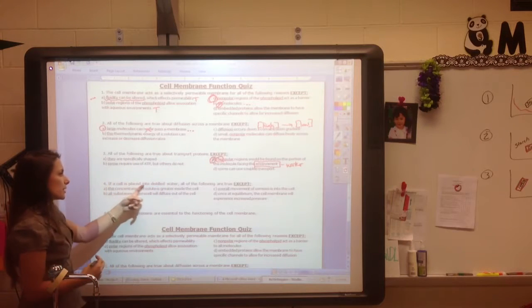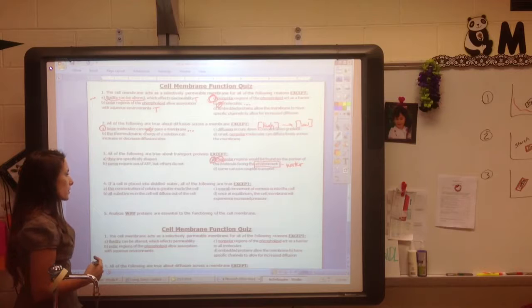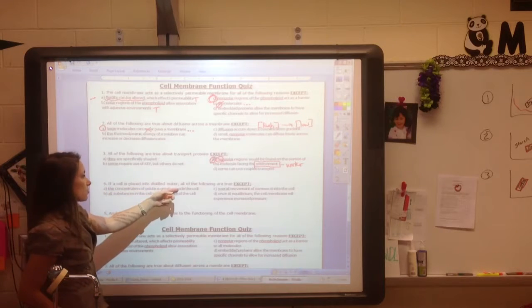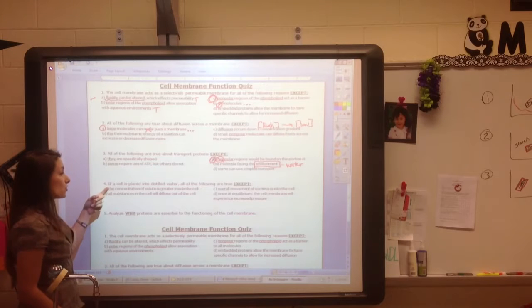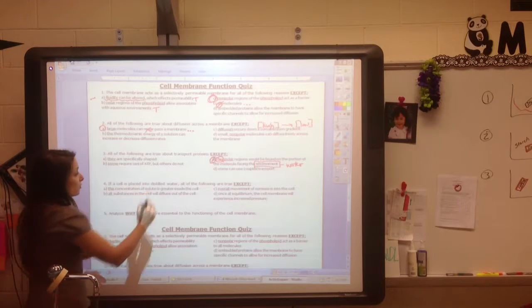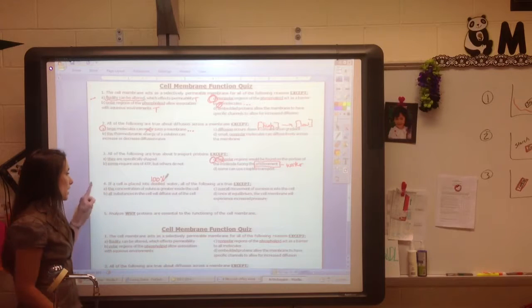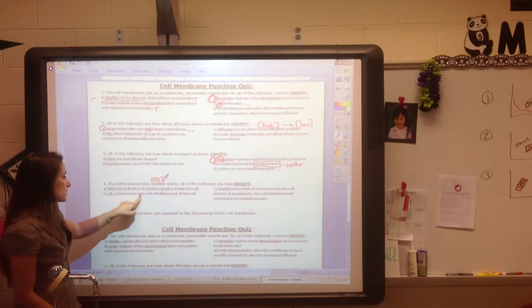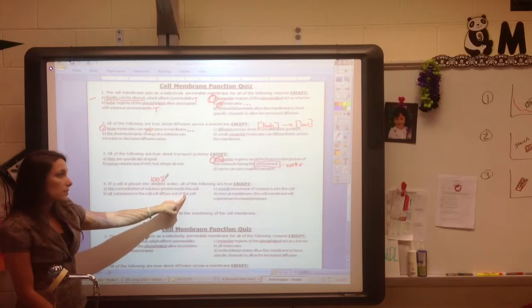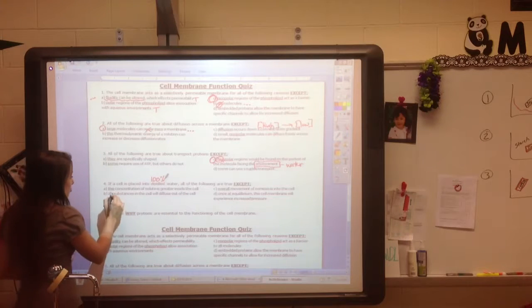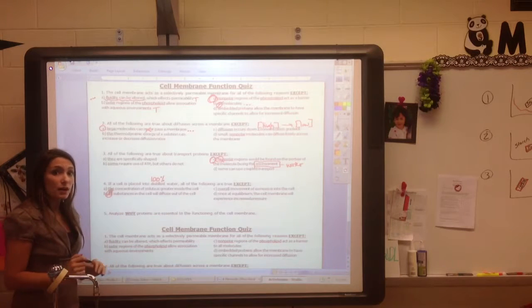4, if a cell is placed into distilled water, all the following are true except A, the concentration of solute is greater inside the cell. That is true. A cell is not 100% water. Distilled water means 100% water. So A is true. B, all the substances in the cell will diffuse out of the cell. This is not true. Absolutely not true.